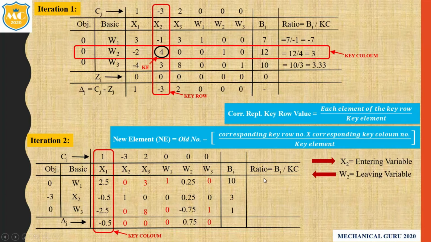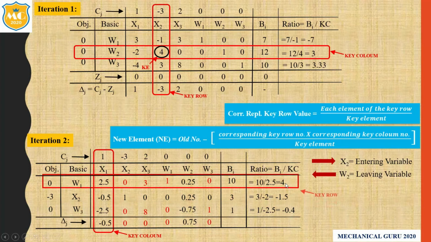Next we have to find out the ratio. So 10 divided by 2.5. So here we get the 4. 3 divided by minus 0.5. So here we get the minus 1.5. In the last, 1 divided by minus 2.5. So again we get the minus 0.04. So here we have to choose the minimum positive number. So here the minimum positive number is 4. So this is our P row and this is our P element.